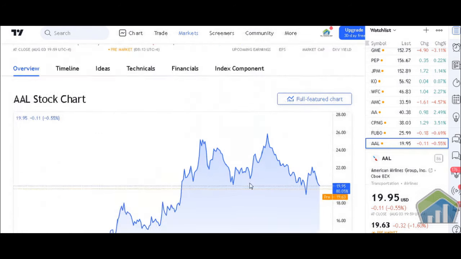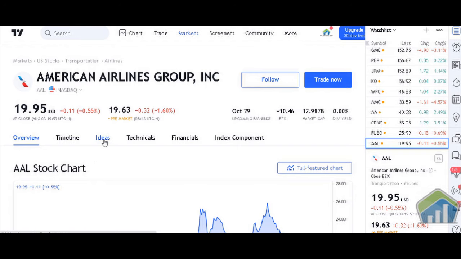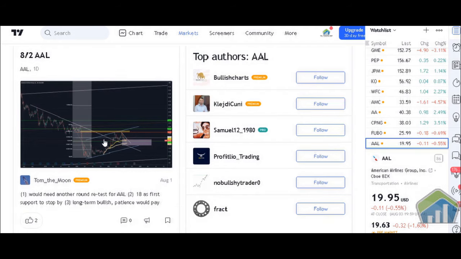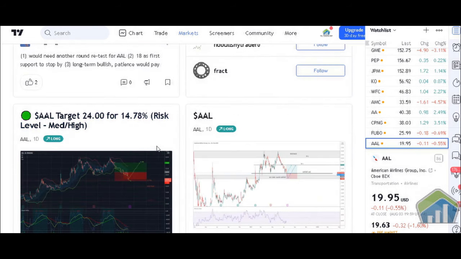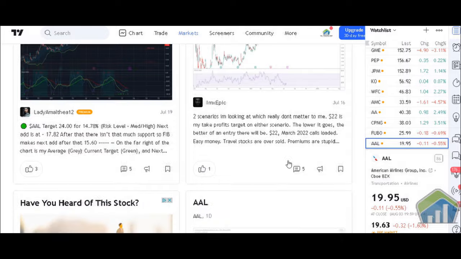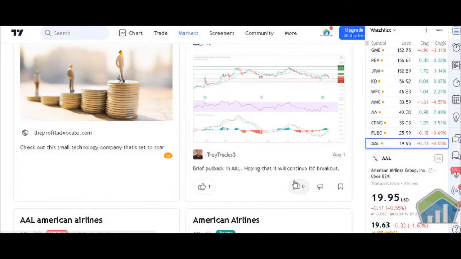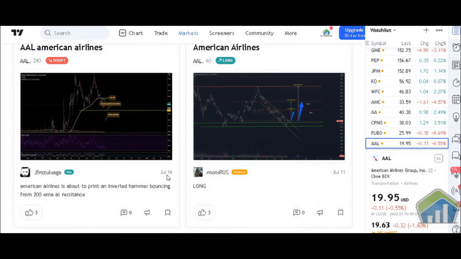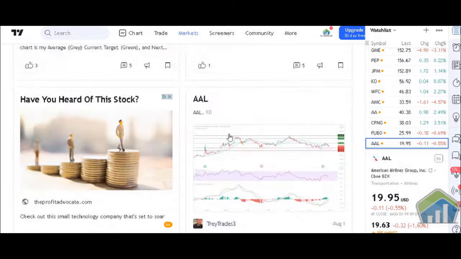So what we want to do is just go ahead and click on ideas, because we want to see who's been putting out ideas and what they're saying, right? So August 1st, we have one. We have another one July 19th, July 16th. We have August 1st right here. And we got this person saying brief pullback in AAL, hoping that it will continue its breakout. So this person is thinking that, hey, it may go up in value. We have somebody saying short. This is July 14th, right? So they thought it would go down. And then obviously this person is long from July 11th. They believe that it will go up in value, right?